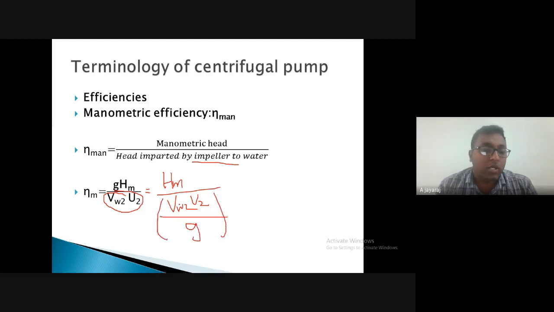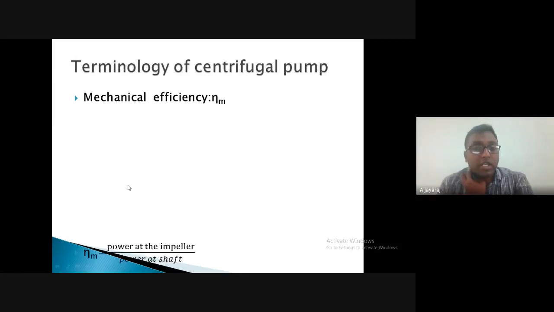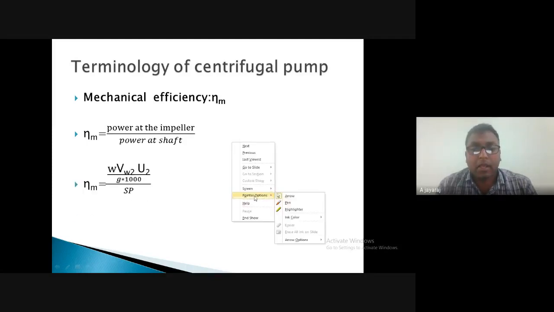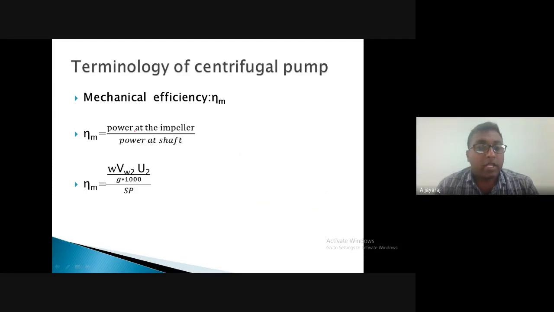So this equation has been reduced in order to get this equation. So using this equation, we'll be able to find out the manometric efficiency. The next form of efficiency is the mechanical efficiency. Since many of the components are mechanical in nature, there is an efficiency associated, called mechanical efficiency, wherein the losses may occur because of friction or various other reasons that deviate from the theoretical power that can be given to the water.